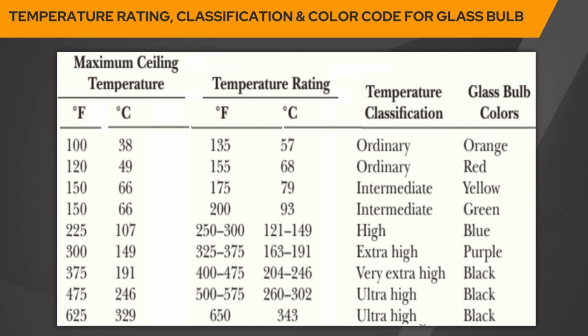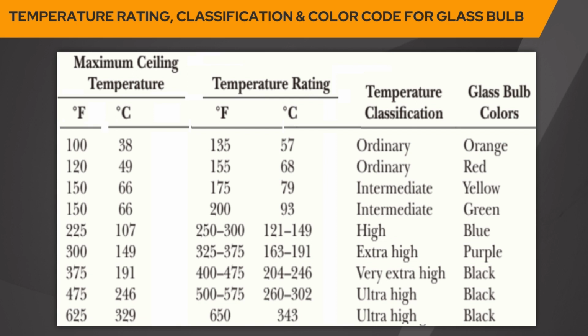If the maximum ceiling temperature is 149 degrees centigrade and the temperature rating is 163 to 191 degrees centigrade, it is classified as extra high and the glass bulb color shall be purple. If the maximum ceiling temperature is 191 degrees centigrade, then the temperature rating shall be 204 to 246 degrees centigrade, and it is classified as very extra high temperature and the color of the bulb shall be black.